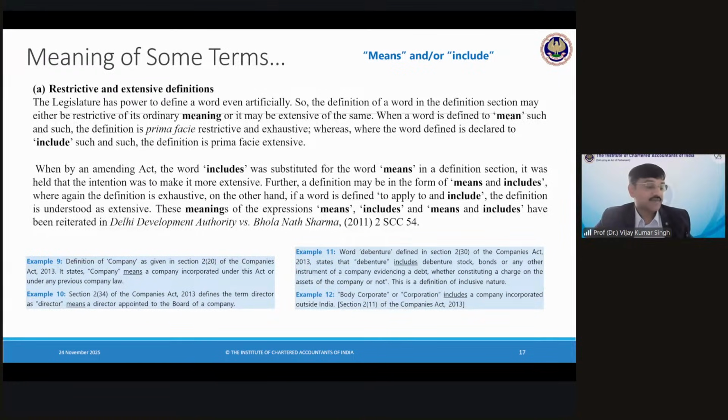Similarly, there is another example, that is body corporate. So a corporation, body corporate or corporation includes a company incorporated outside India. So section 2 subclause 11 of the Companies Act defines this. And you can see here it includes incorporated outside India. So it can be an expansive definition, body corporate or corporation. So this is how you interpret the terms means and includes.